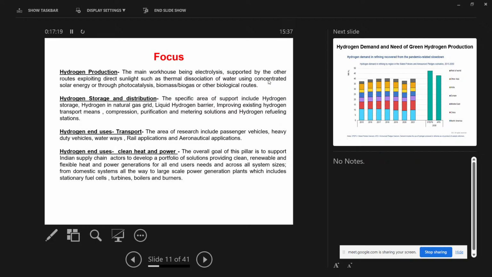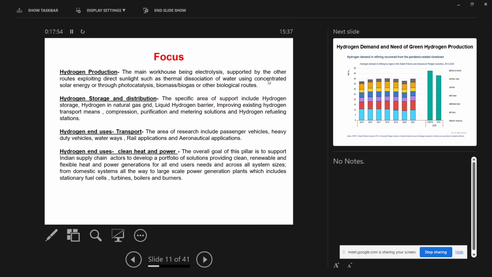So what is the main focus, why India or the world is actually striving to search for these hydrogen energies? The first point, which is the main point, is hydrogen production. The main route is the electrolysis process, supported by other routes such as sunlight or thermal dissociation of water, solar energy through photocatalysis, biomass gasification, and biological routes. We will talk about all of these in the coming slides.